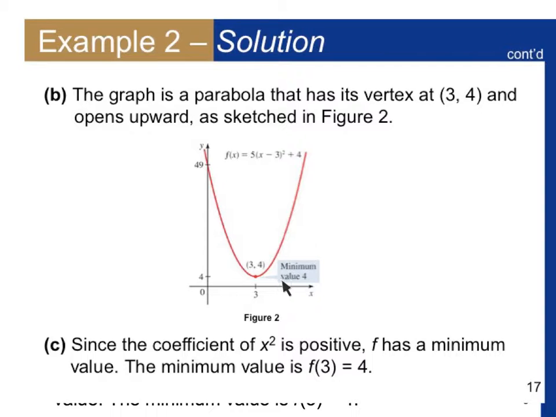Okay. Remember, the value of the function is the y. So the minimum value of that function is 4. So it's just the y of the vertex.